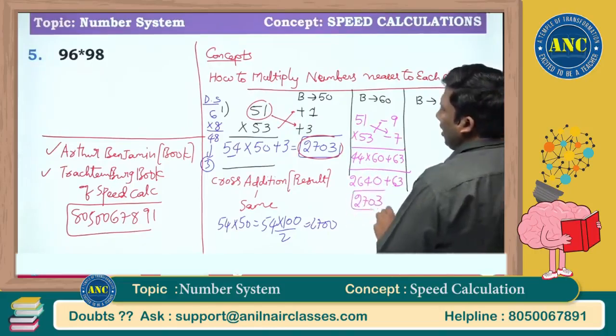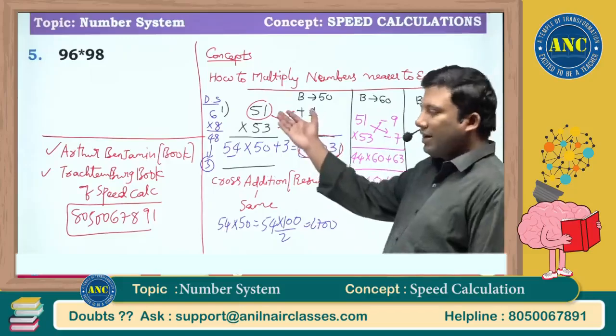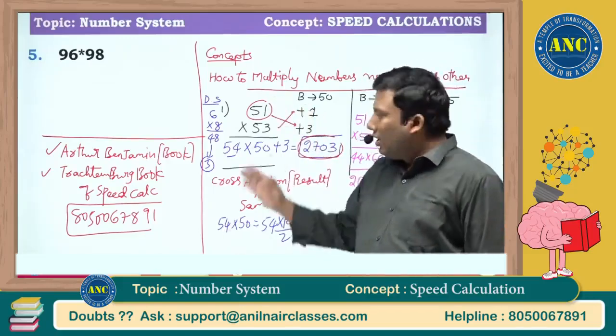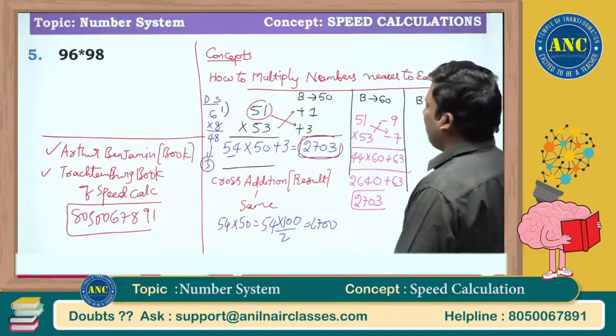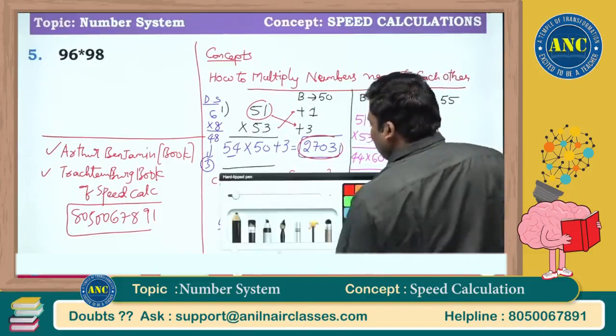The idea is to tell you, it is not always that you should take the nearest multiple of 10. You can take the little farthest multiple of 10 also. So we got the same answer.